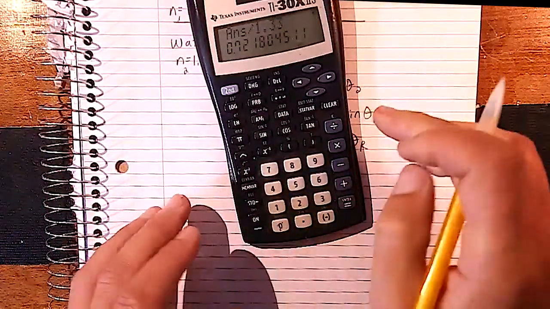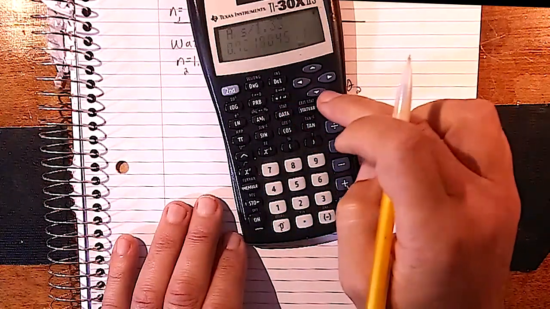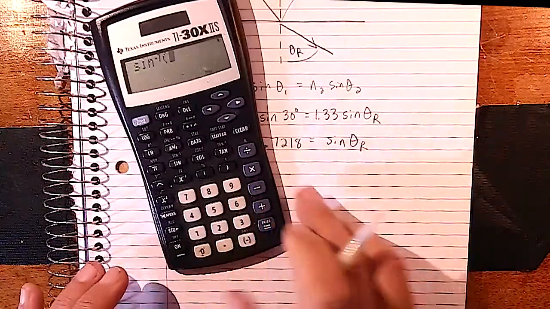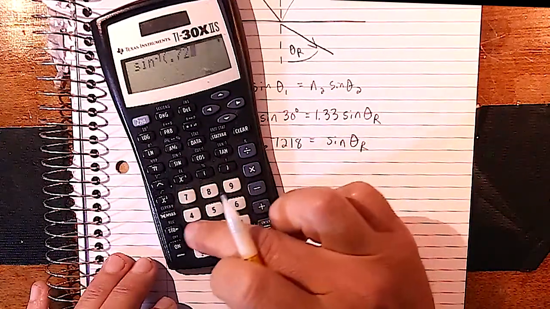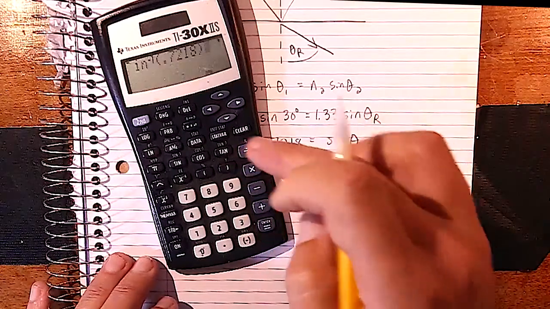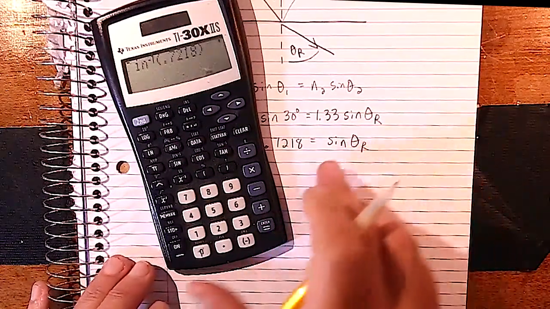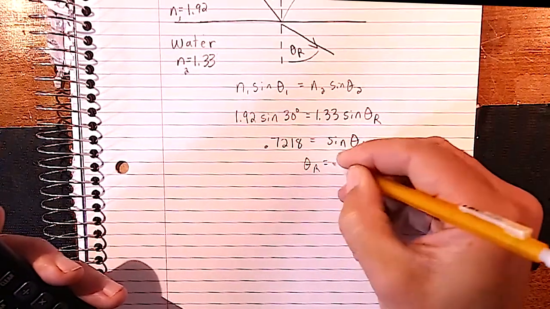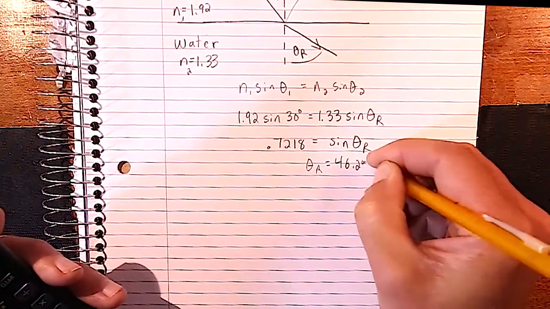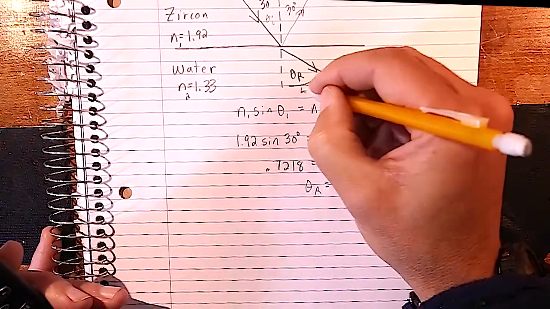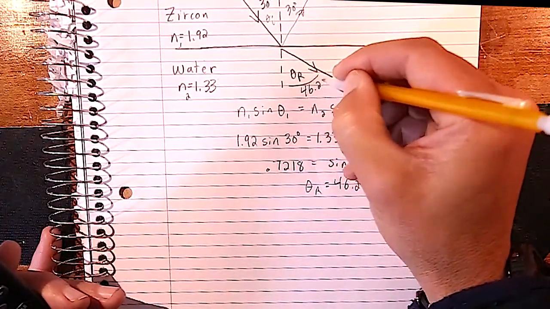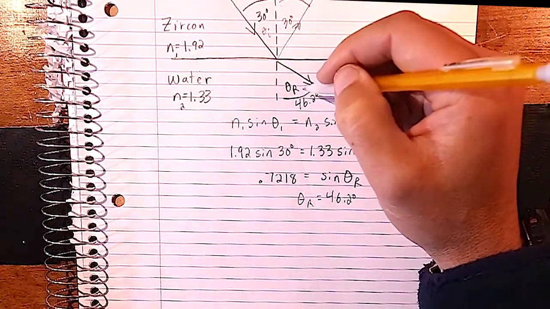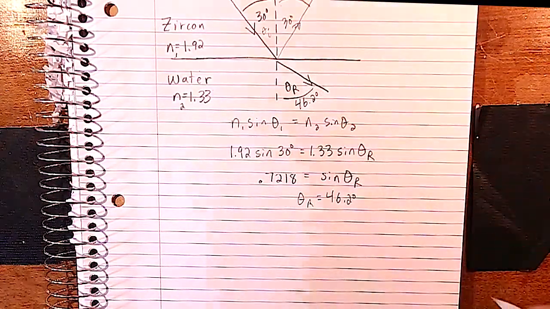How do we do that? Well, we hit our second sine, and then we put in our 0.7218, and our second sine, remember, is the inverse sine, and we get an angle of 46.2. Now, take a look. This angle is larger than the angle of incidence, which tells us it bends away from the normal, and that's what we would expect.